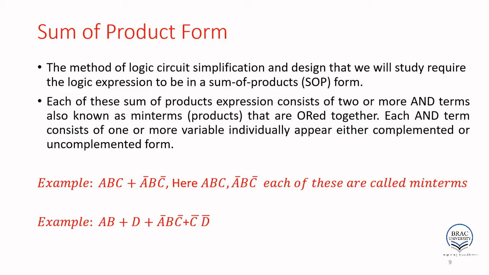So AND terms are known as min terms, and they are ORed together. So these two are ORed together. Each AND term consists of one or more variables, which individually appear in either complemented or uncomplemented form. So two or more AND terms ORed together is called sum of products.